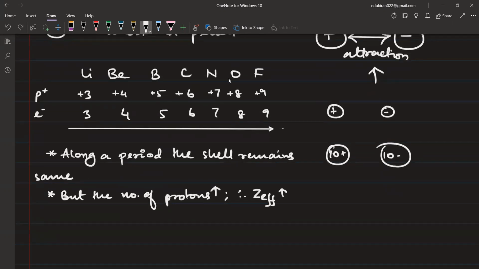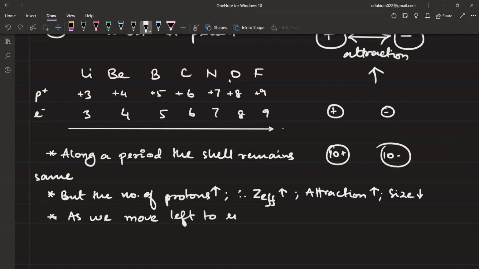Okay. Now, when the effective nuclear charge is increasing, the trend will be from left to right. If I go along a period, then the atomic size will be decreasing. Z effective is increasing. Attraction is increasing, right? And therefore, size will be decreasing as we move left to right along a period. The size decreases.